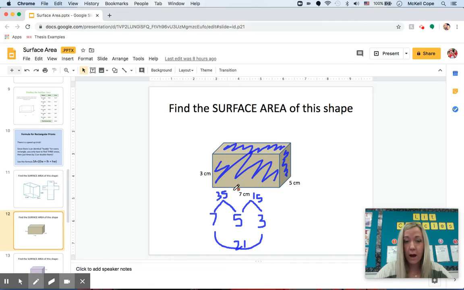Okay, so now I'm going to add these 3 numbers together, which is 35 plus 15 plus 21. And that gives me a total of 71. Now I'm not done. Remember, this is only 3 areas and we know there's 6 faces. But I'm going to take that 71 and I'm going to times it by 2.